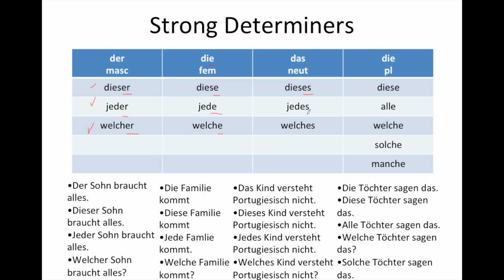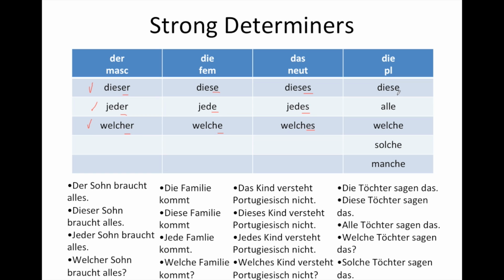For neuter nouns, my determiners have to end with an es. Das Kind versteht Portugiesisch nicht. The child doesn't understand Portuguese. Dieses Kind versteht Portugiesisch nicht. This child. Jedes Kind versteht Portugiesisch nicht. Every child. Welches Kind versteht Portugiesisch nicht? Which child doesn't understand Portuguese?